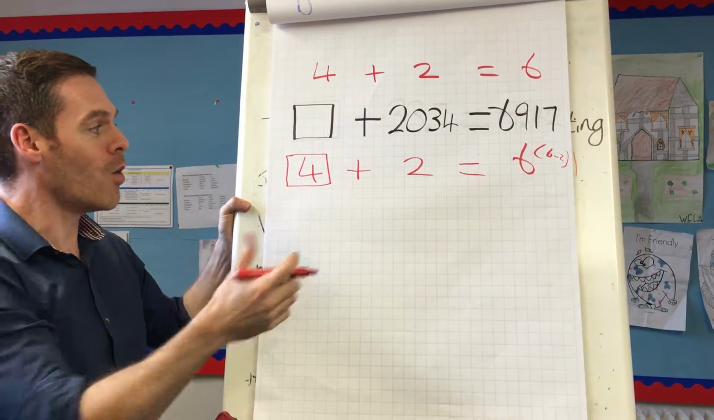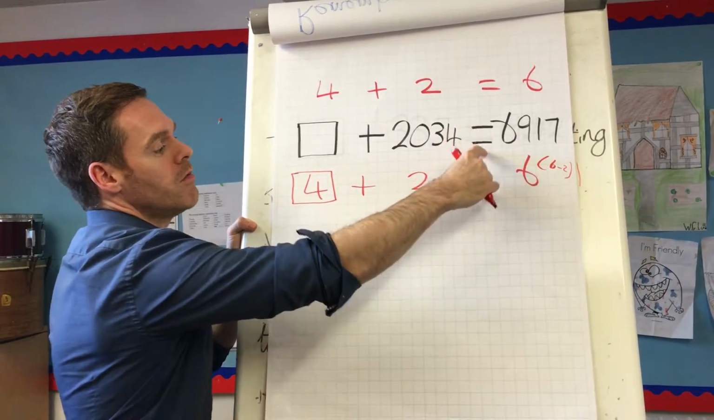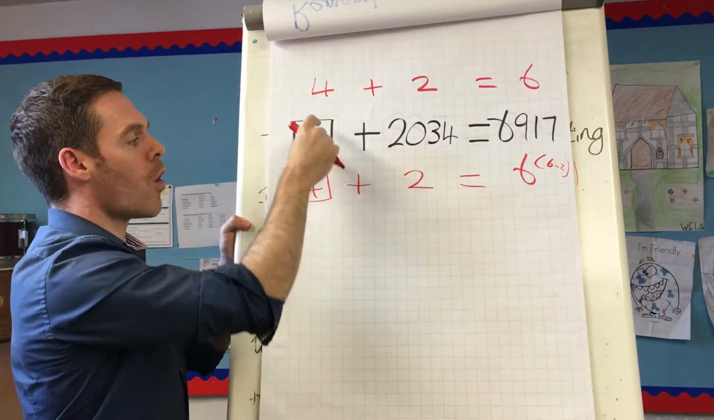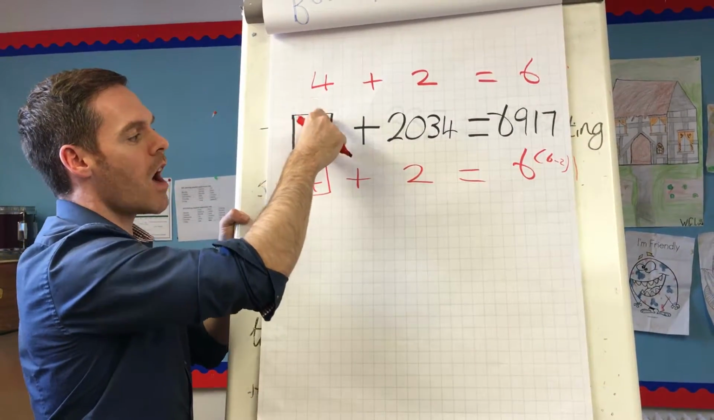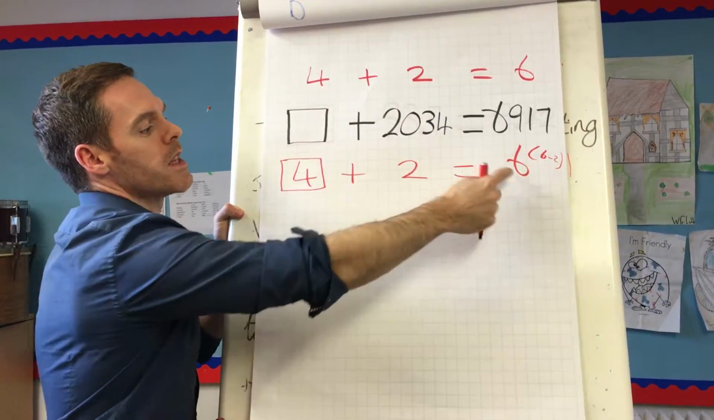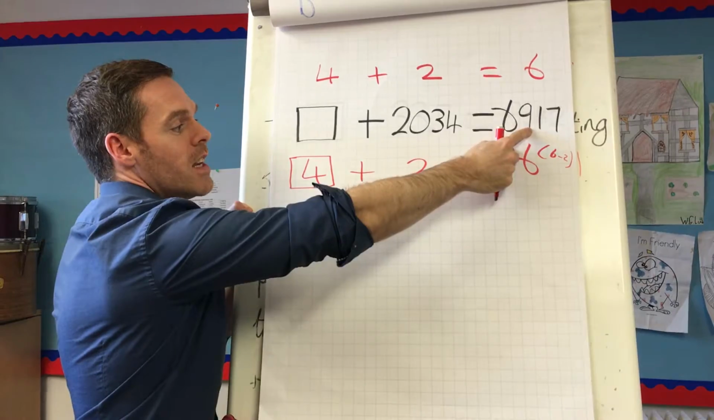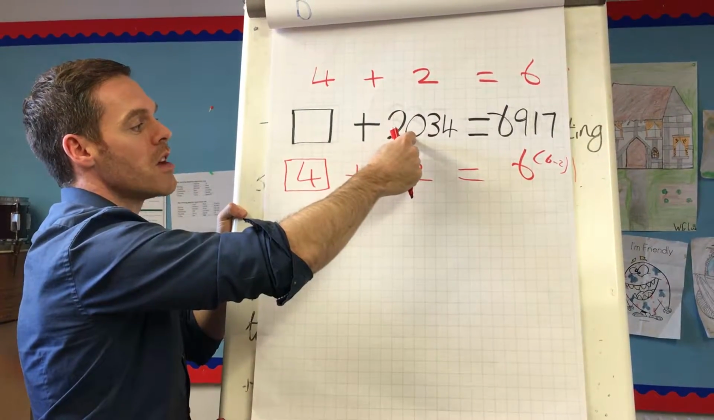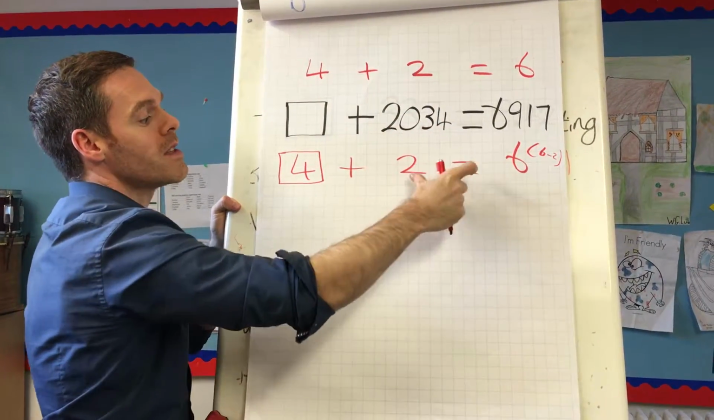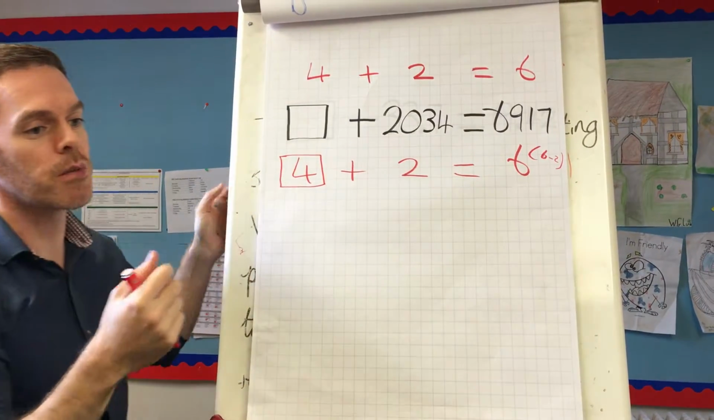So now I know, because I've got the same pattern, that in order to find my missing box, I follow the same pattern. So it was 6 take away 2, which means it's going to be 6,917 take away 2,034, because it's following the same pattern as my magic number sentence.